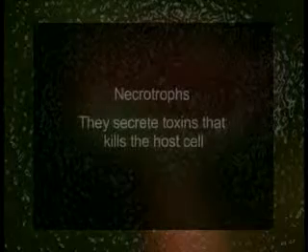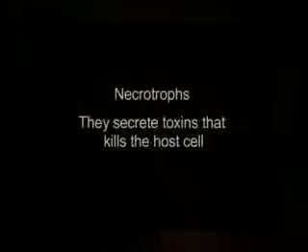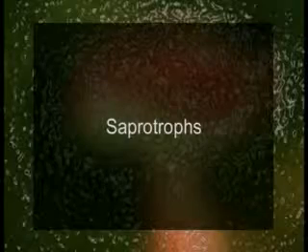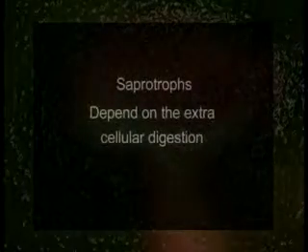Necrotrophs. These first attack and kill the living hosts and then absorb the released nutrients. Many necrotrophs secrete toxins that kill host cells. Fungal toxins damage the plasma membrane due to the loss of nutrient equilibrium that kills the host cell. Saprotrophs. These absorb nutrients from the dead organisms after they have died of other causes. Saprotrophs predominantly depend on extracellular digestion, whereby digestive enzymes are secreted to break down the host polymers.